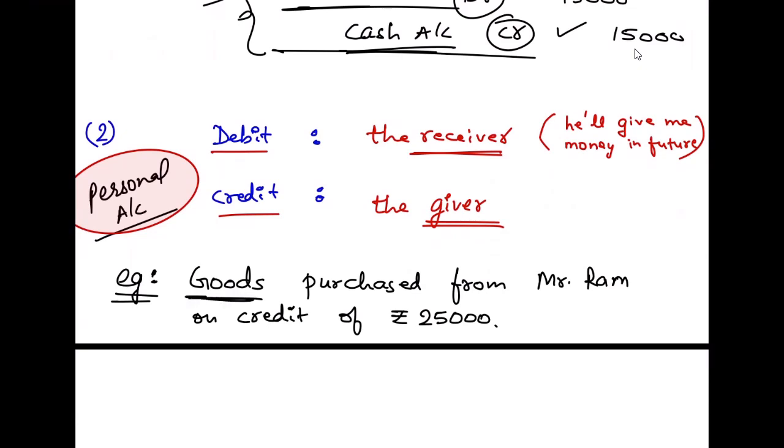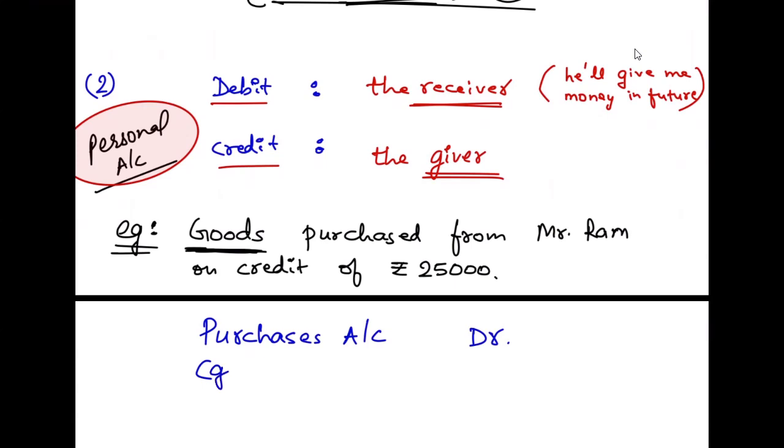Goods are a real thing. It is a real thing which I can see coming in. So for that, we have the purchases account. Your purchases account would be debited because the goods are coming in. I will write the reason also, because goods are coming in. So our purchases account would be debited by 25,000 rupees.